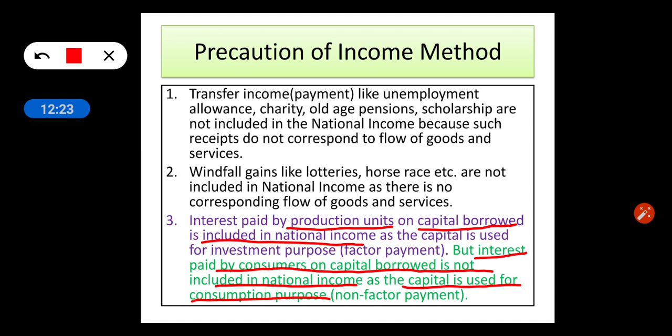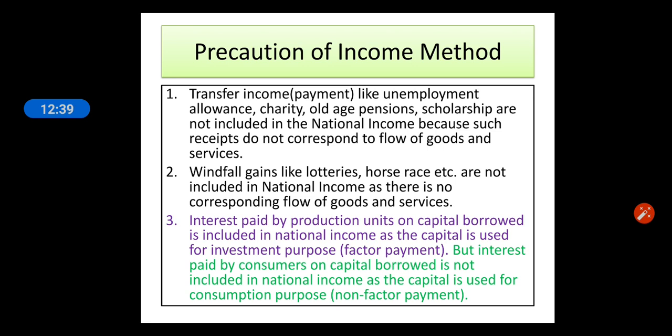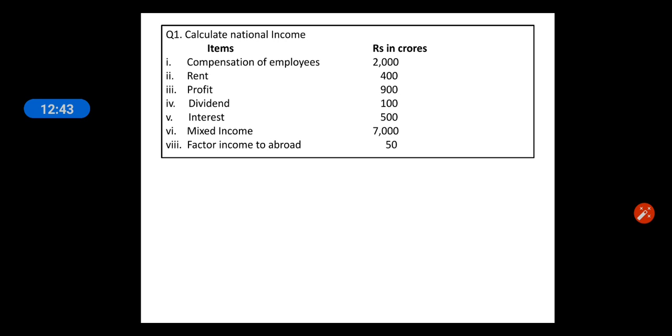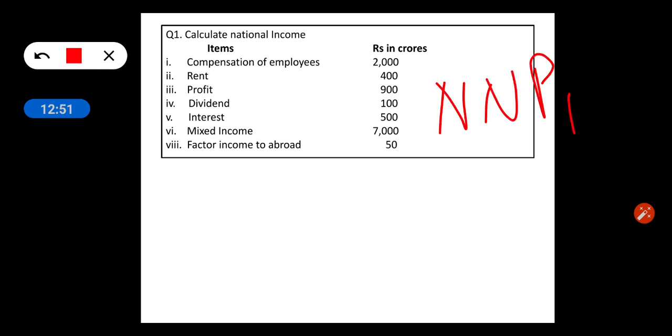But interest paid by a producing unit on capital borrowed is included, because capital borrowed is for investment. All right, so these are the precautions that should be taken care of. Now let us solve some questions. Number one, we have to find national income, that is NNP at FC.